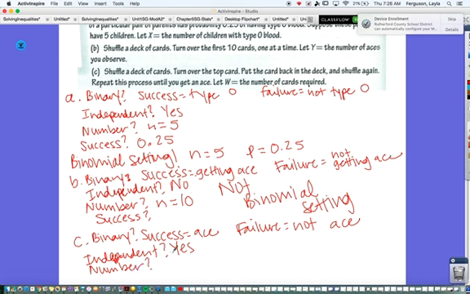Number, do we have a set number? So it says that the number of trials is not set in advance. So we don't for sure know we're choosing this many cards. You could get an ace on the first card you turn over, or it may take many cards to get an ace. Because there's no fixed number of trials, this is not a binomial setting. So again, this is not a binomial setting.